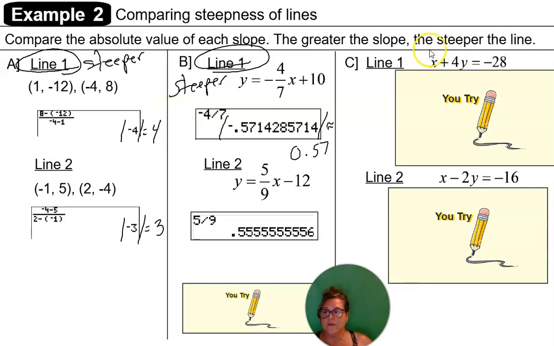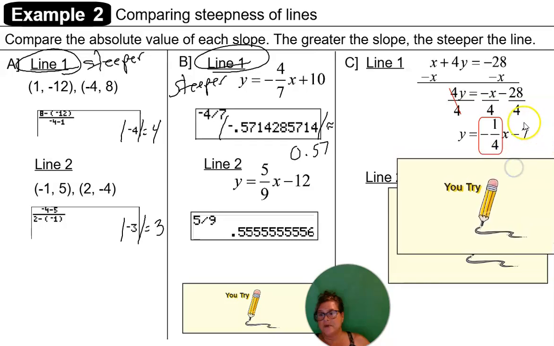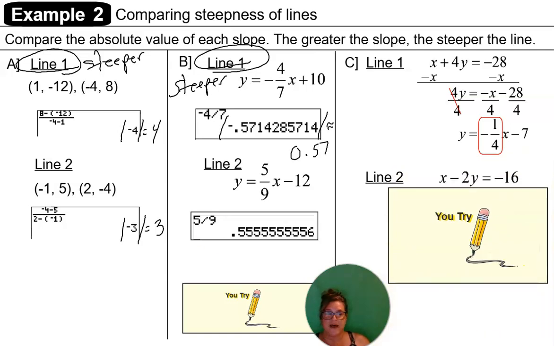Okay, then in C, we're not in slope-intercept form, we're in standard form, right? x plus 4y equals -28. So we would first need to subtract x from both sides and then divide through by 4. Okay, that's going to give us a slope of -1/4, the coefficient on the x. The absolute value of that slope, the absolute value of -1/4, is 0.25. So we're going to compare that with the slope in line 2.